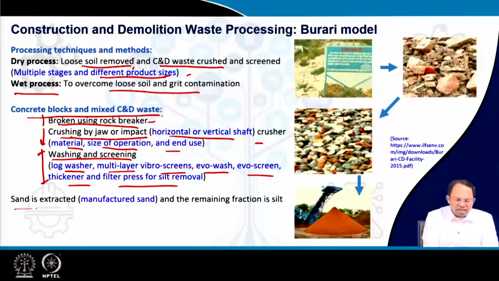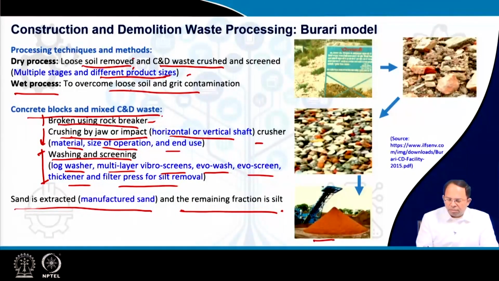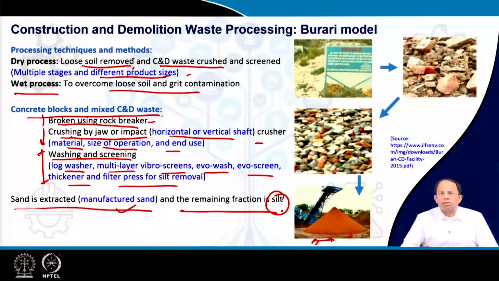So sand is extracted. This is manufactured sand, because we are crushing it into very small particles, and the remaining fraction is silt. So this is the final material coming out, and whatever is left is the silt part of it. Eventually this could be utilized for other construction purposes.